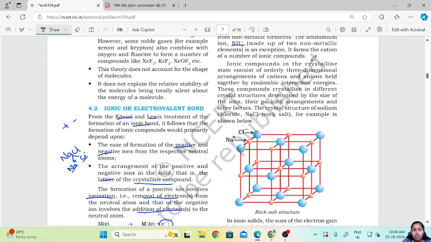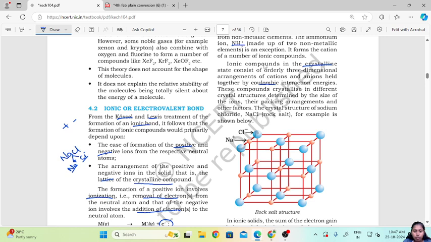Now, ionic compounds in the crystalline state consist of an orderly three-dimensional arrangement of cations and anions held together by Coulombic interaction energies. So whenever there is an ionic compound, a crystalline structure is formed, which is a 3D structure of cations and anions held together by Coulombic interactions. These compounds crystallize in different crystal structures determined by the size of the ions. So depending on the size of the ions, the compound crystallizes in different crystal structures.